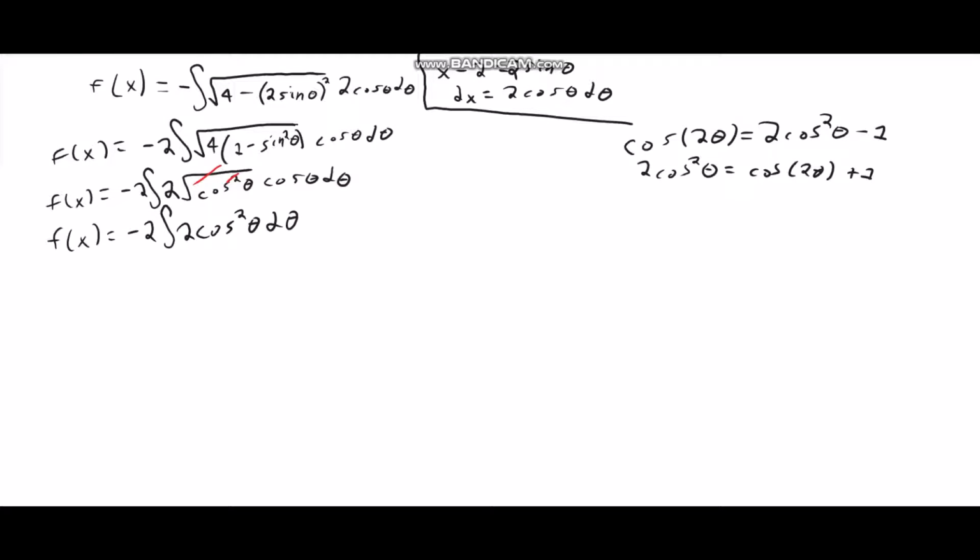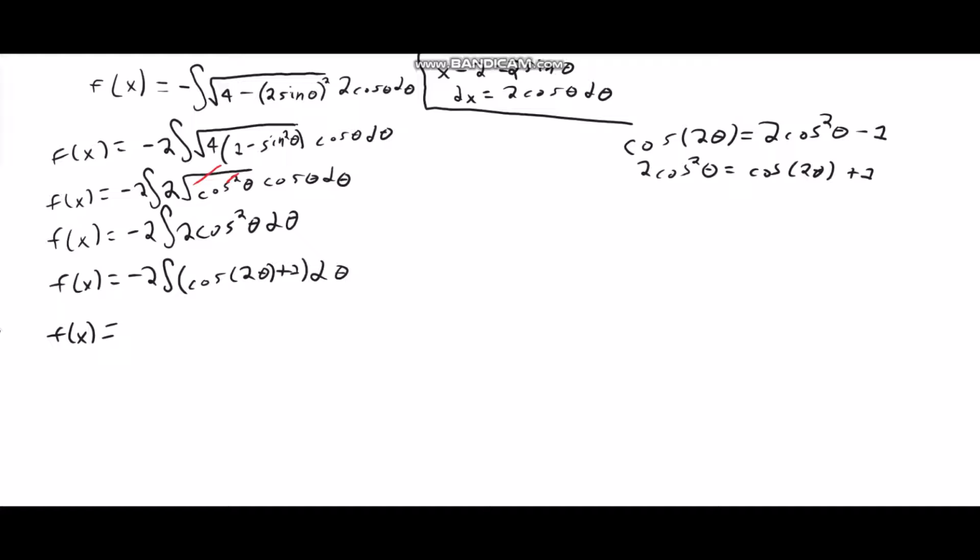All right, so we have f of x being equal to negative 2 integral. The 2 cosine squared theta, I can replace that with cosine of 2 theta plus 1. And now we can actually integrate this. We can find an antiderivative.